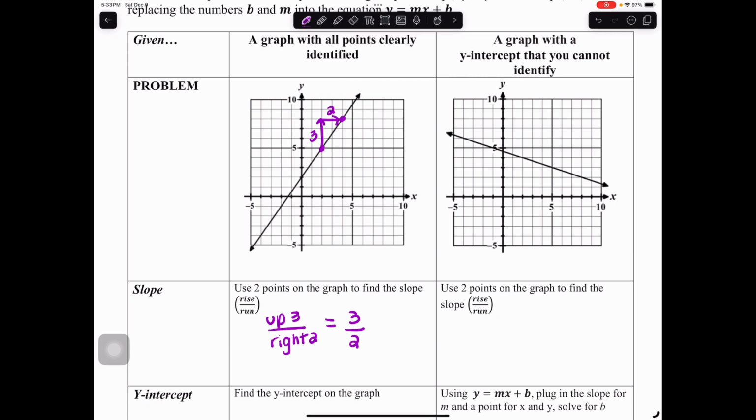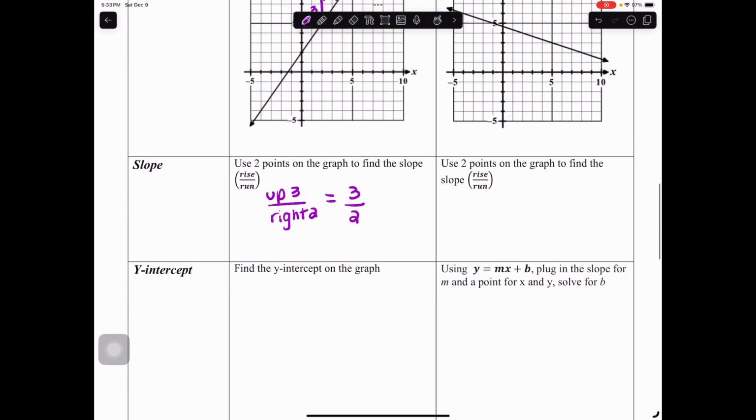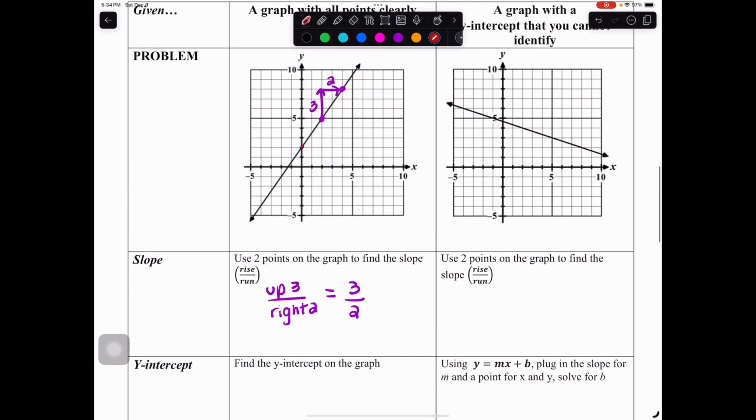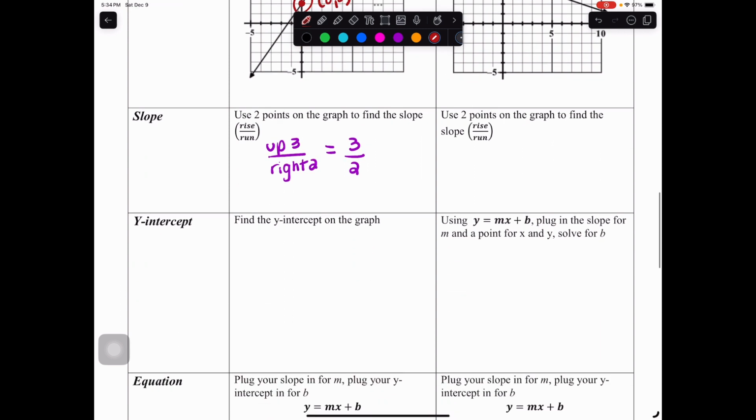If it's a graph with all points clearly identified, the y-intercept will go quickly as well. When you go to find the y-intercept, all I have to do is look and see where it crosses the y-axis. It is a very clearly identified point right there. So that is (0, 2). So my y-intercept is (0, 2), which translates to having a b value of 2.